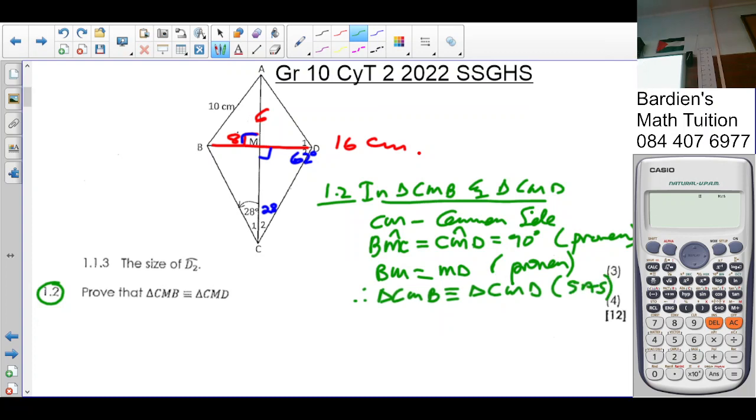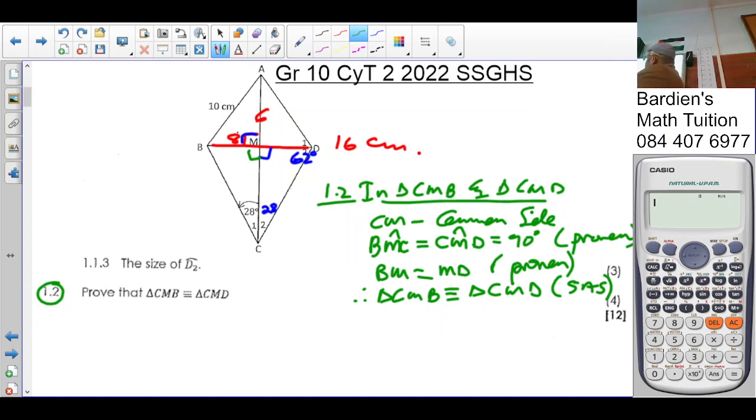Now if you had said that CB is equal to CD, because two pairs of adjacent sides are equal in a kite, then your case of congruency would have been R. So you use your right angle, which is the 90, the hypotenuse and the side. Okay. Or you could have used side BM with MD, MC which is common, and BC with CD. Then I would have used side, side, side.